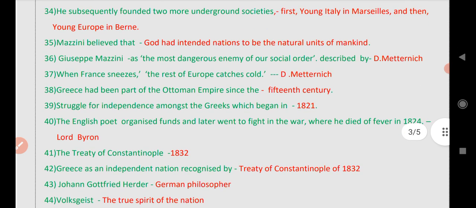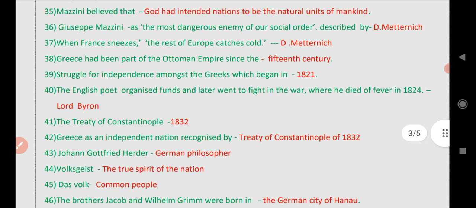Mazzini believed that God had intended the nation to be the natural unit of mankind. Giuseppe Mazzini was described by Duke Metternich as the most dangerous enemy of our social order. When France sneezes, the rest of Europe catches cold, said Duke Metternich. Greece has been part of the Ottoman Empire since the 15th century.